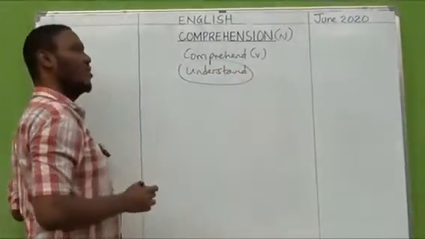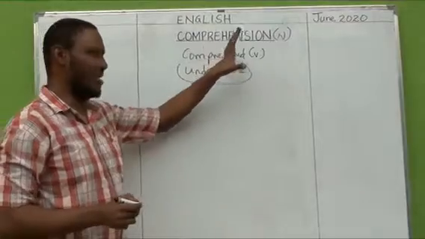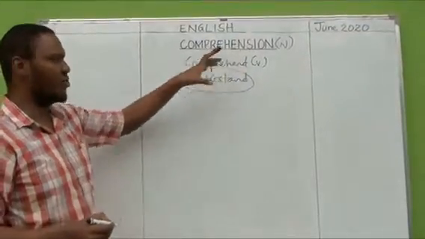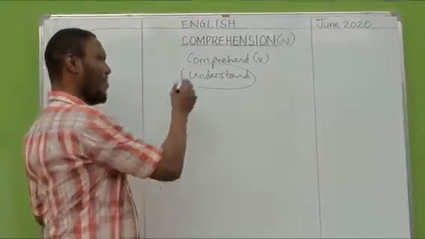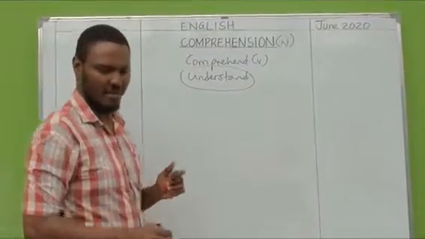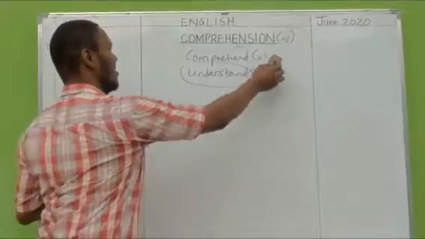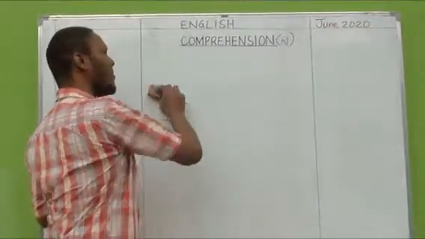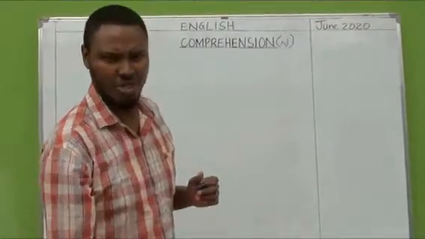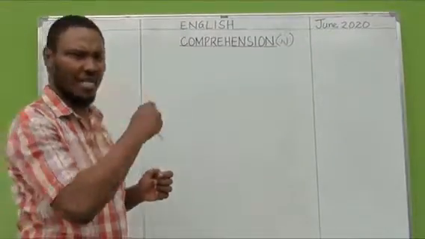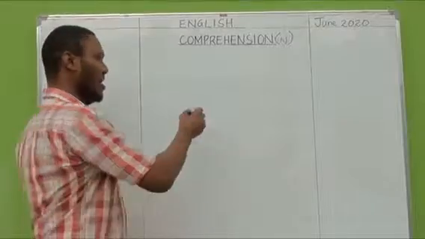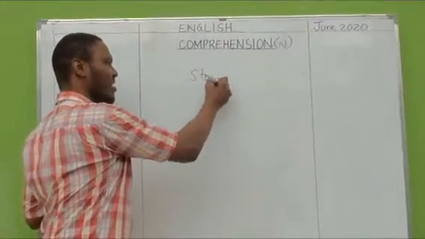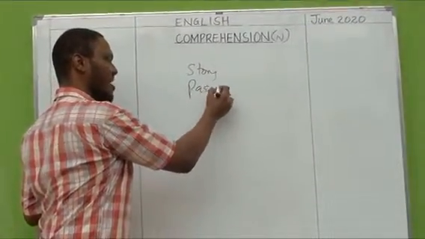So comprehension is a noun. It's the name of something. Comprehension means the ability to understand. In our exams we have the comprehension section. That is the last section. And we usually have stories or a passage. We have a story. We have a passage there.